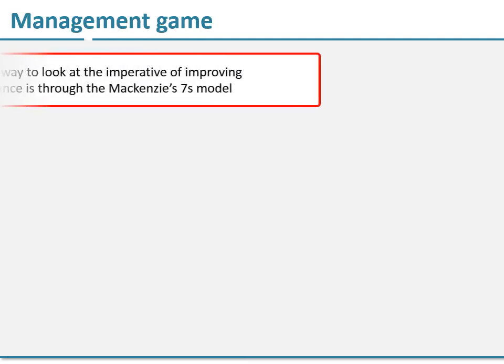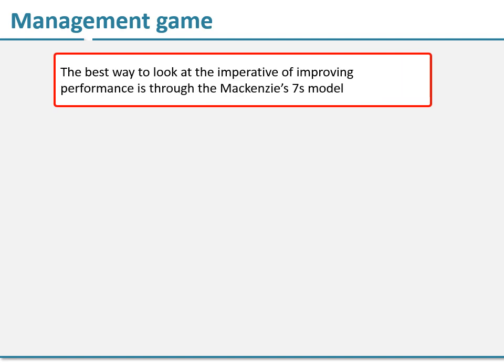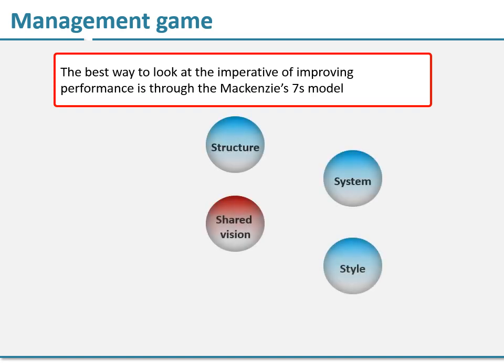Management game. The best way to look at the imperative of improving performance is through McKinsey's 7S model. Shared vision, structure, system, style, staff, skills, strategy.